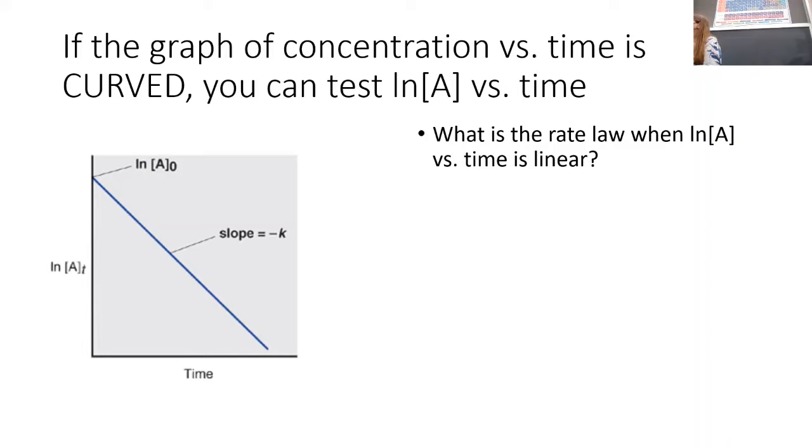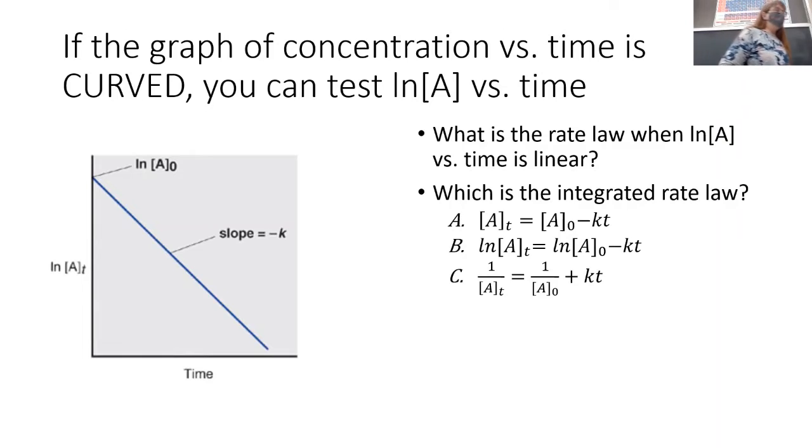So we've already done 0 and we've already done 2. So what's left over? 1. This would be first order. Okay, so which of these laws would be appropriate? Or equations, I guess. B. Yeah, the obvious.